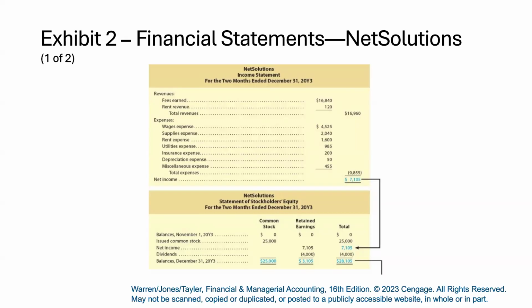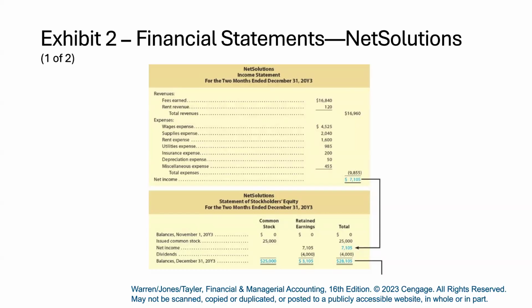We also can see that the business had net income over this period of $7,105, which means their revenue exceeded their expenses by $7,105, and that the owners took $4,000 of those profits back out as a dividend for themselves. So at the end of the period, we have 25,000 in common stock, 3,105 in retained earnings. Add that all up, we have 28,105 in total stockholders' equity.